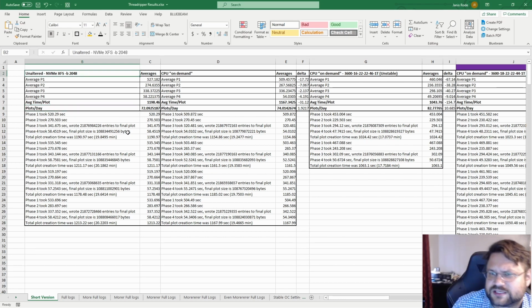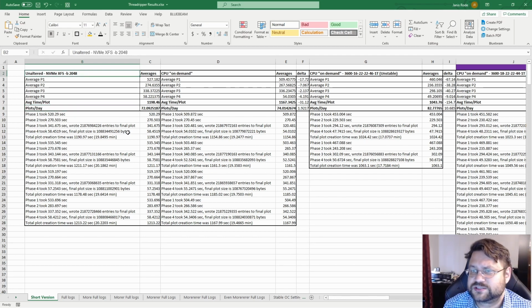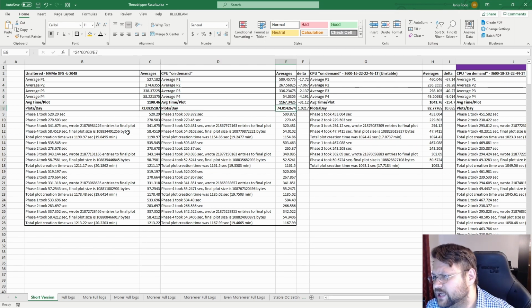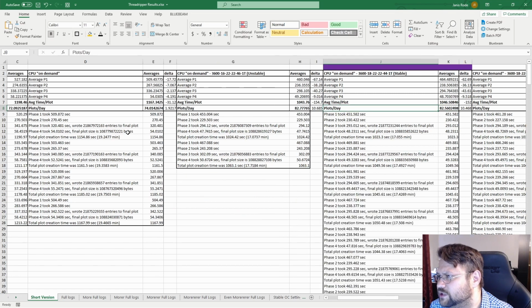So starting out with XFS and block size 2048, the first thing I did was change the CPU to on-demand. I got about two more plots per day there. I then went ahead and overclocked the RAM and got a whopping eight more plots per day. Sadly, this was not stable, so I modified the overclock and lost a little bit, but not really that noticeable.